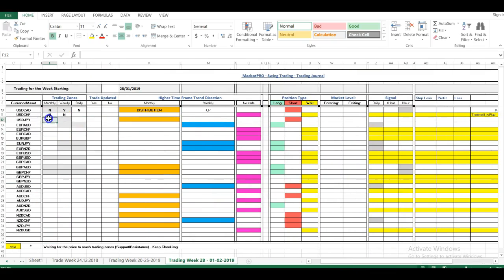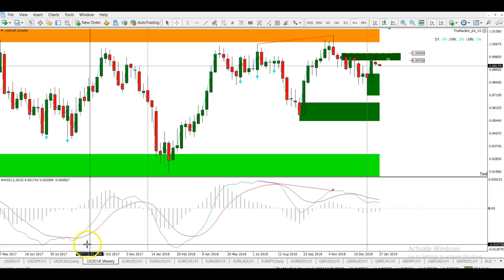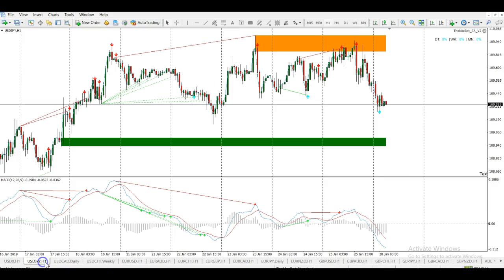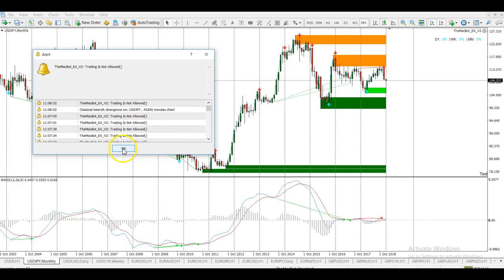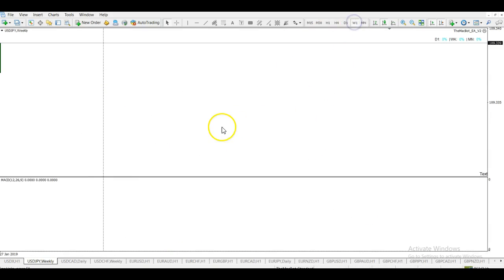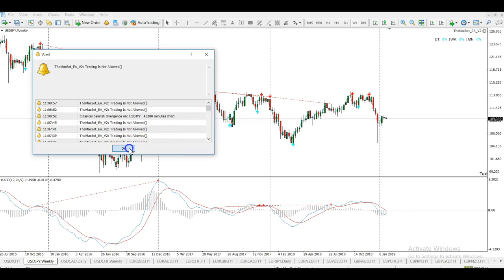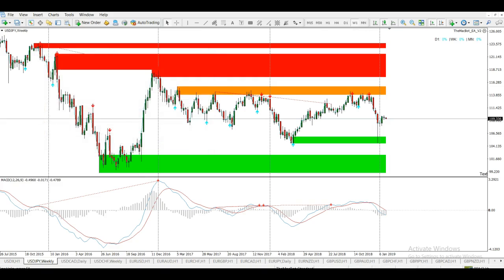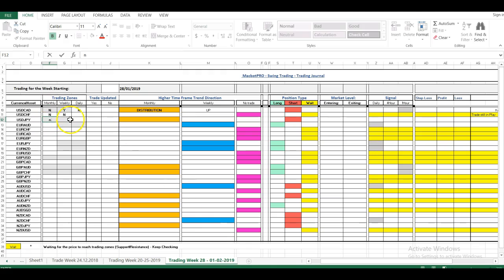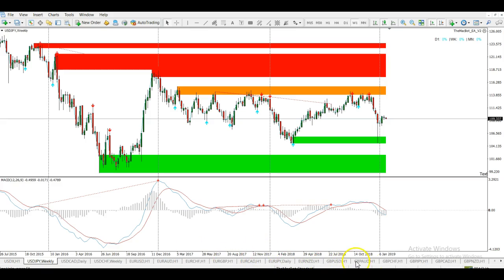Next one, USD Japanese yen. Okay, monthly. Let's just bounce it back. No, weekly. So got two no's there. And if there's two no's, you just move on to the next asset, which is the euro. You spreadsheet the euro Aussie. Okay. Euro Aussie.